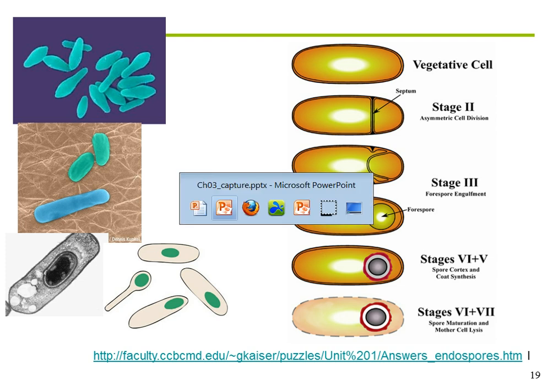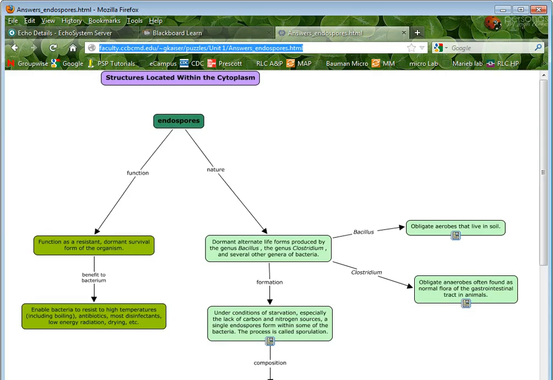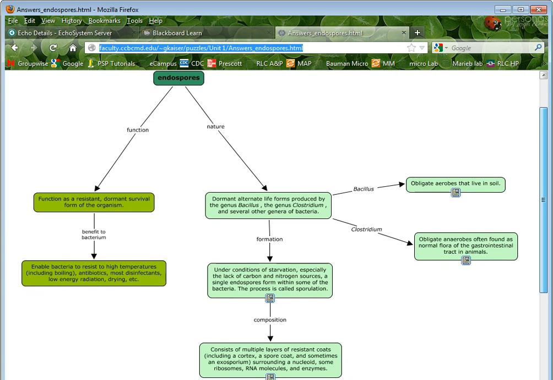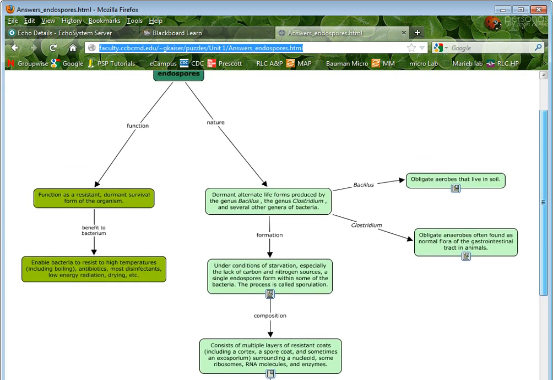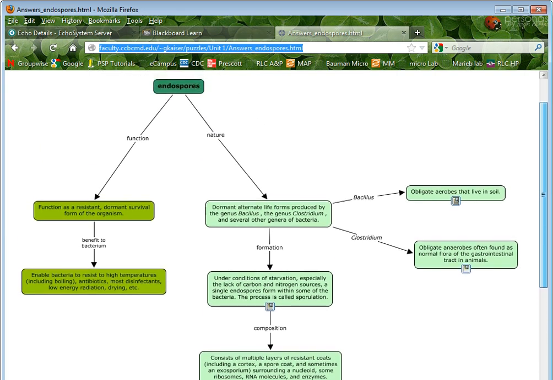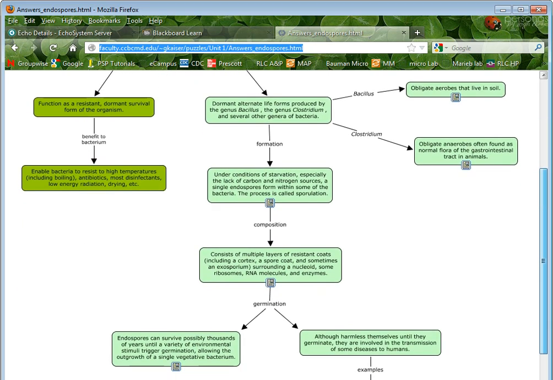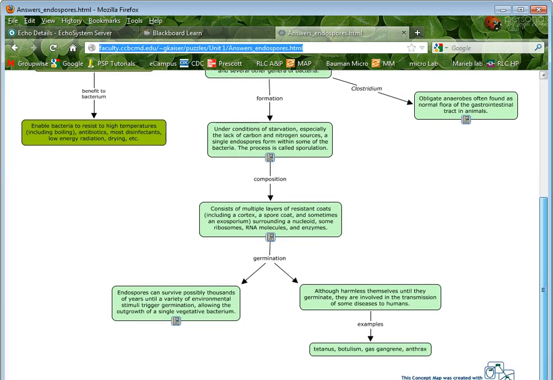Wanted to show you a really nice concept map. This is the website that you can see on the PowerPoint. So here's a look at just a few features of endospores, and there are the 2 important medical genera, Bacillus and Clostridium, that I mentioned, and just some key features, and again some of the diseases caused by these organisms.